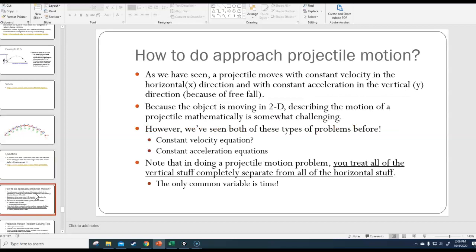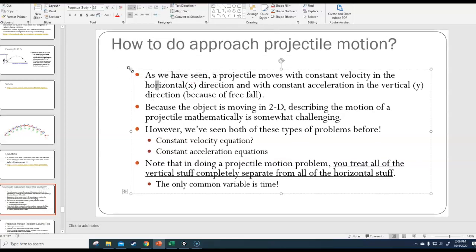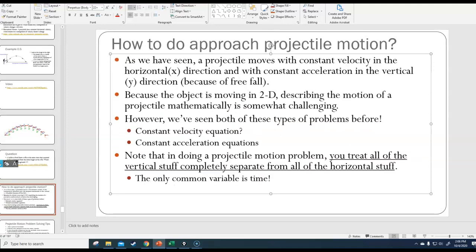How do you approach projectile motion problems? Well, remember we have two types of motion at the same time, horizontal motion and vertical motion. The horizontal motion has constant velocity. Remember that the equation for constant velocity is s equals v times t. This equation only applies for the horizontal motion because we only have constant velocity in the x direction. That means the only stuff that you should be plugging into this equation is x components of stuff.